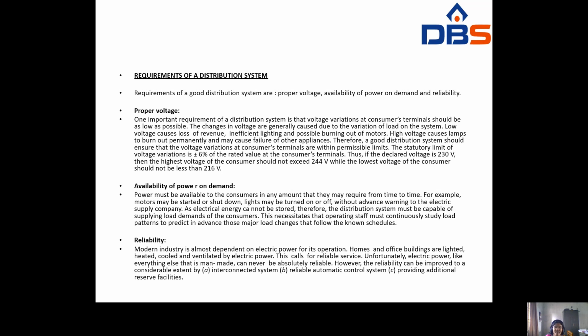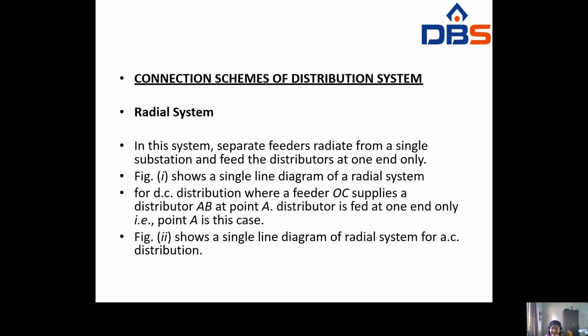So these are the main requirements of a distribution system: proper voltage, availability of power on demand, and reliability. In this class we discussed the comparison of AC and DC distribution, overhead versus underground systems, and the requirements of a distribution system. In the next class we will discuss the connection schemes of a distribution system.